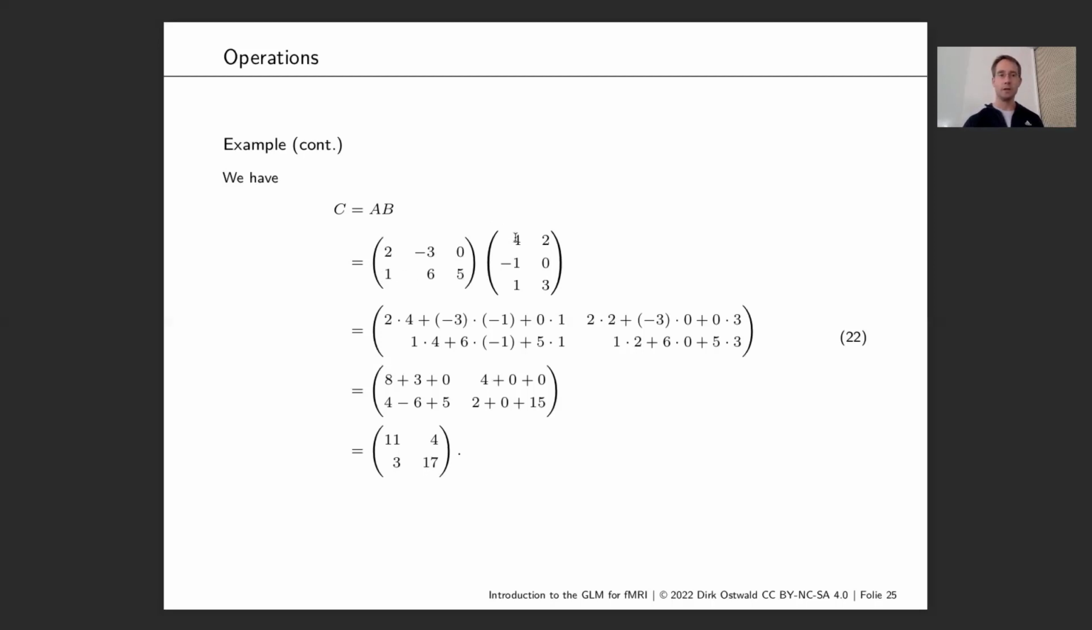1, 6, 5. 1 times 4, 6 times minus 1, 5 times 1. And that's 4 minus 6 plus 5. And that's 3. And then we do the last thing, 1, 6, 5 with 2, 0, 3. That's 2 plus 0 plus 15, which is 17. Yeah, that's how that works.